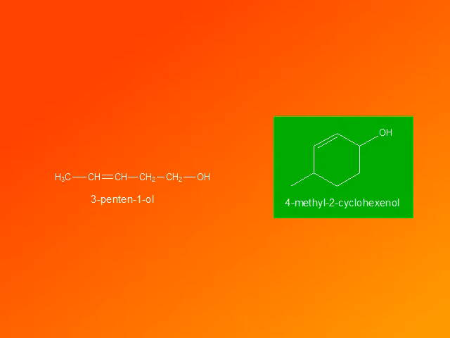If carbon with OH group is carbon 1, then double bond is between carbons 2 and 3, and methyl group is on the carbon 4. Therefore, overall name of the compound is 4-methyl 2-cyclohexenol. Again, we do not include number 1. It would be a mistake to name this compound as 4-methyl 2-cyclohexene 1-ol.